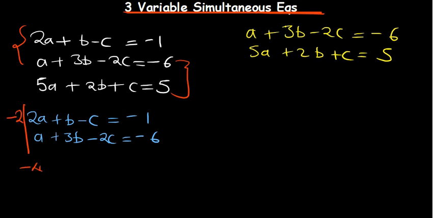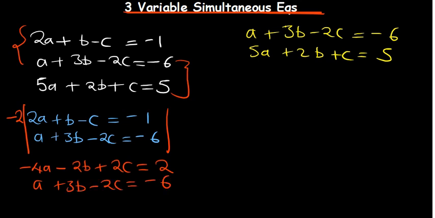So we're going to have -4a minus 2b. I'm multiplying the entire equation by -2, and then we have a positive 2c and then for your -1 is a positive 2. And then the other equation will just be the same. a plus 3b minus 2c is equal to -6. And then we can actually just subtract. Or we're actually adding. -4a plus a is a -3a, right? And then -2b plus 3b is just b. And then 2c minus 2c is a 0. 2 minus 6 is a -4.